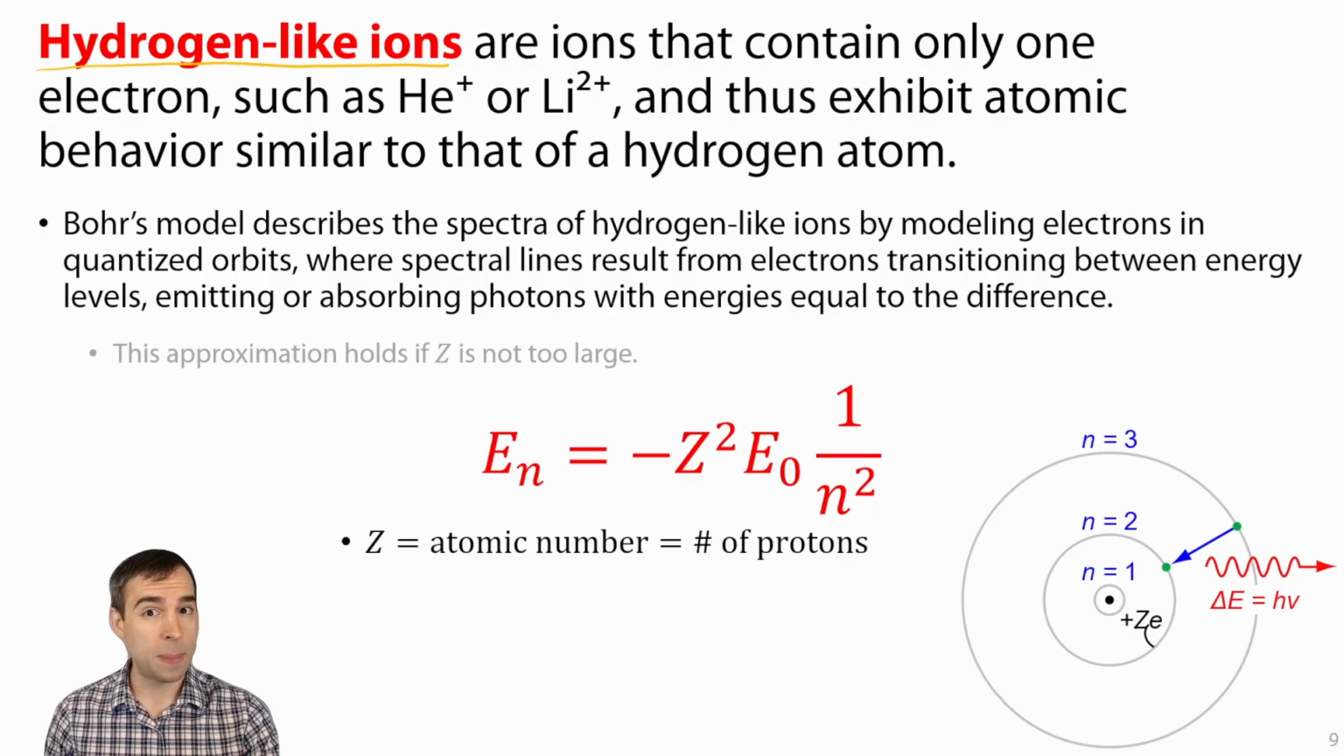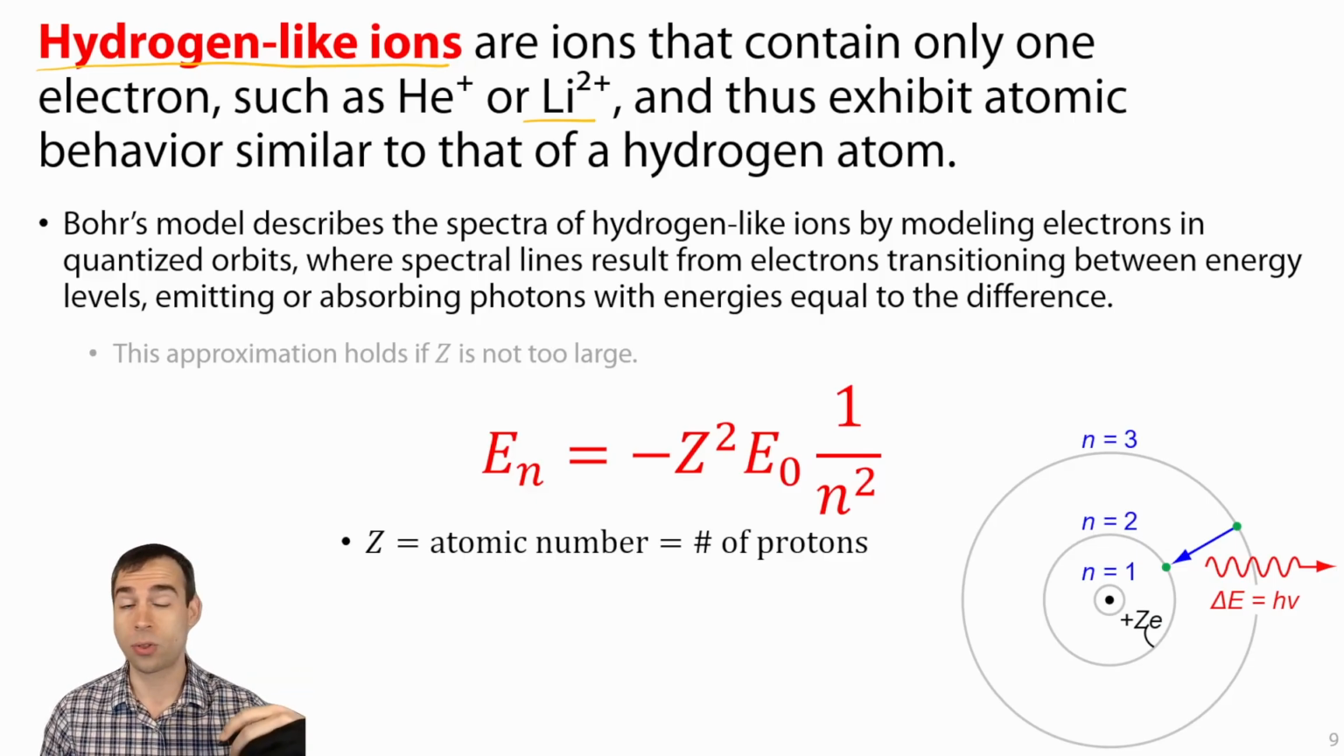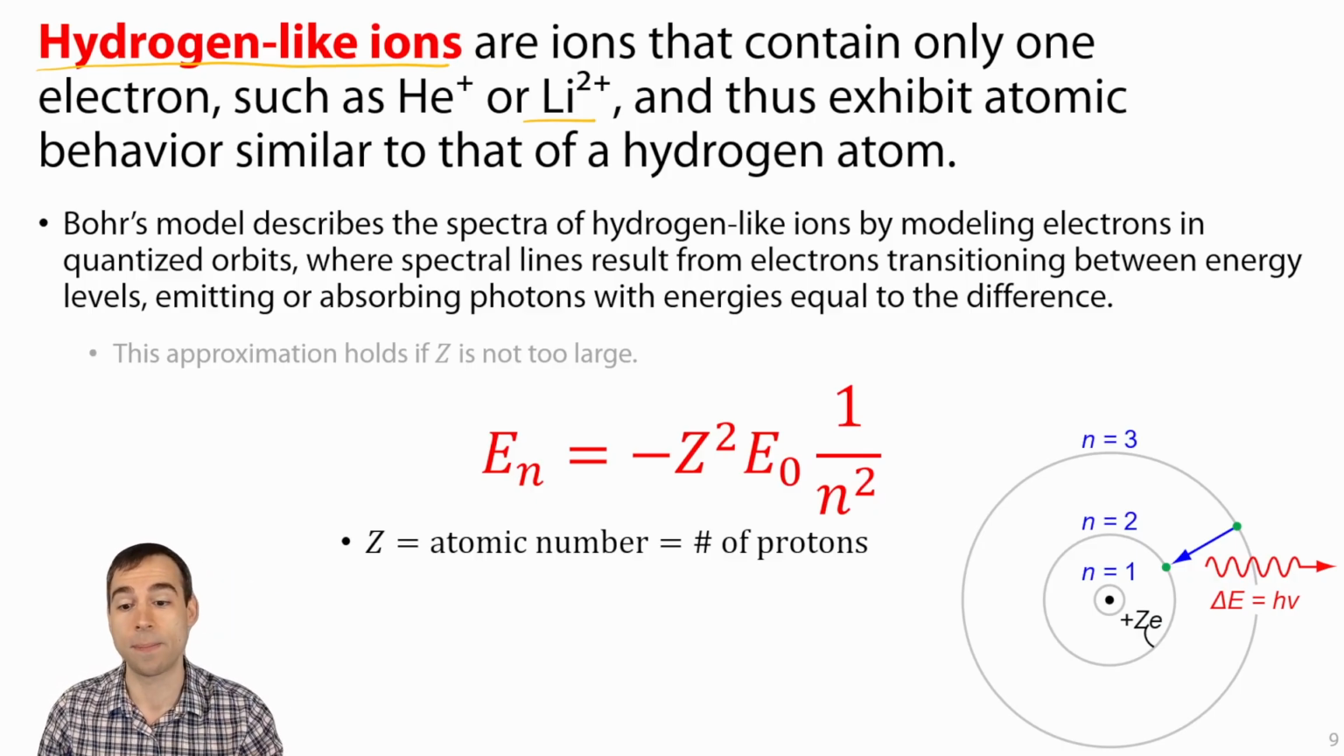So this is a basic electrostatic attraction problem. An ion like lithium 2+ would still only have one electron, but instead it would have 3 protons in its nucleus that were dictating the electrostatic attraction, keeping that electron orbiting around the atom. And Bohr's model of the hydrogen atom still works pretty well for these atoms.